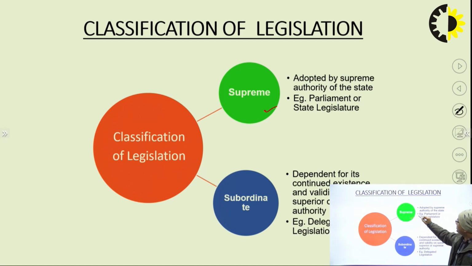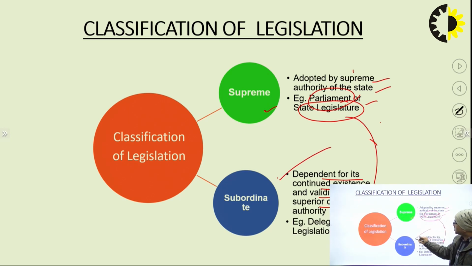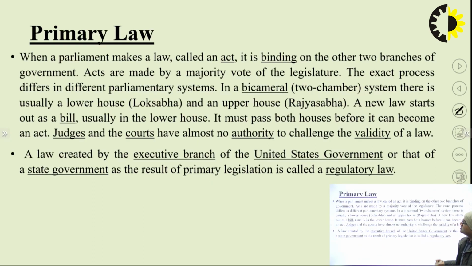Like here, classification. So the supreme one is adopted by the supreme authority of the state, for example parliament. And if we talk about subordinate, it is dependent for its continued existence and validity on some superior or supreme authority. So here parliament has taken a decision, but now parliament or the state legislature has given some authority to the subordinate legislation or the secondary legislation, that up to some extent you can further define those laws which are made at the level of primary legislation.